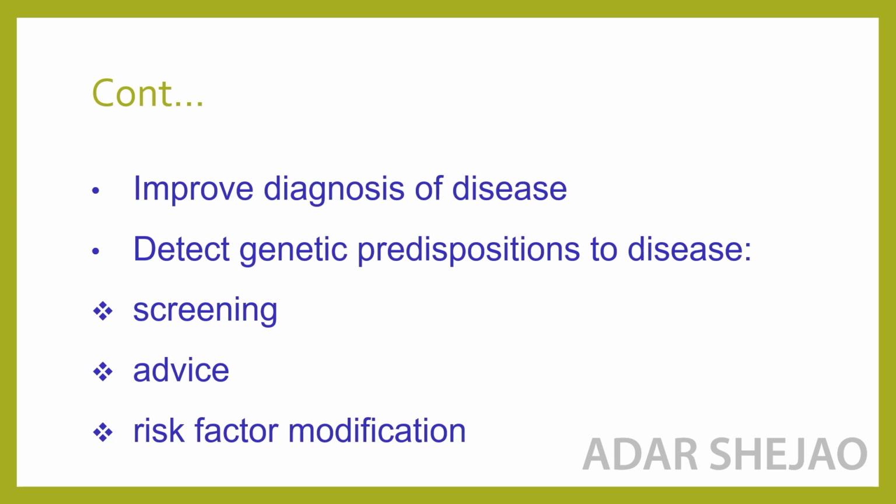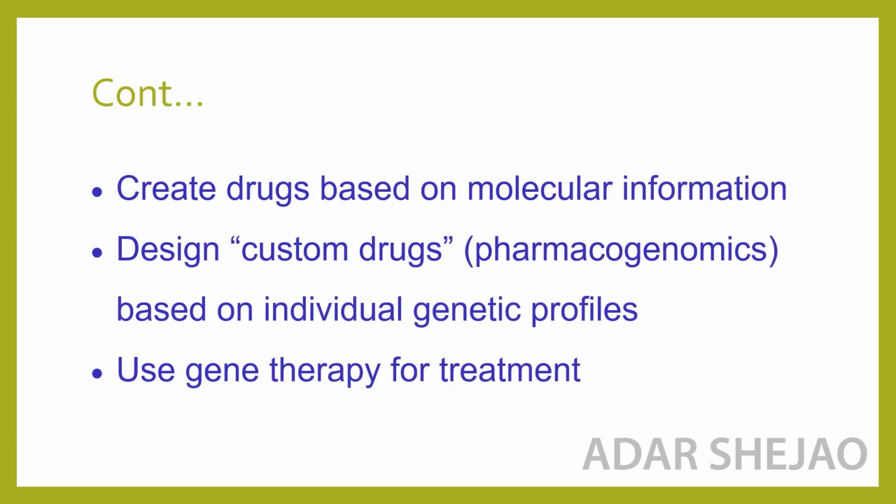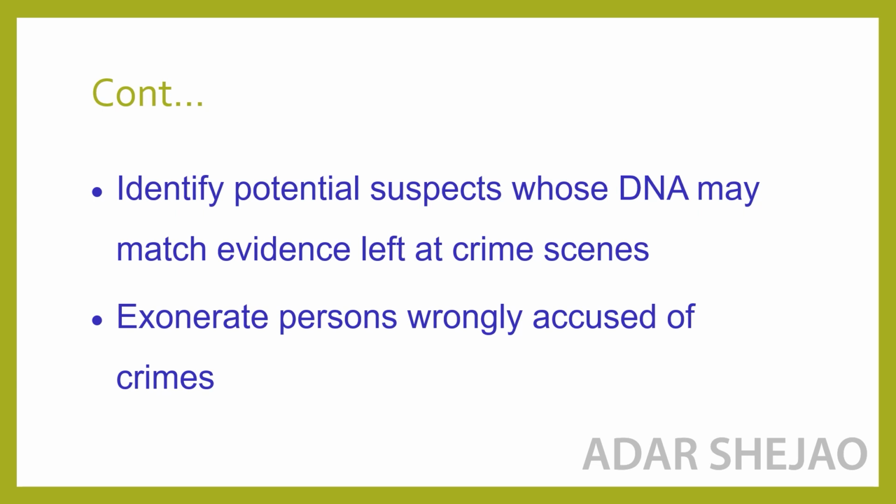Improve diagnosis of disease. Detect genetic predispositions to disease. Screening. Advice. Risk factor modification. Create drugs based on molecular information. Design custom drugs, pharmacogenomics, based on individual genetic profiles. Use gene therapy for treatment. Identify potential suspects whose DNA may match evidence left at crime scenes. Exonerate persons wrongly accused of crimes.